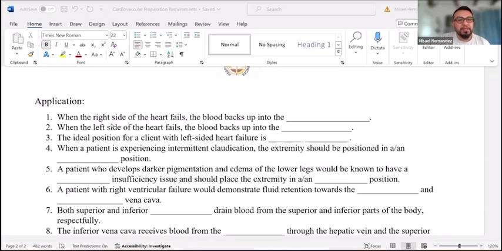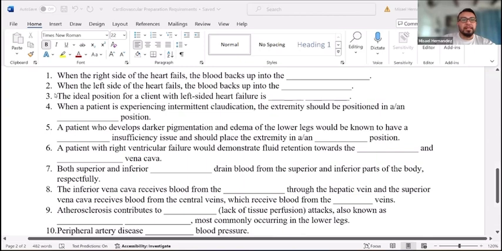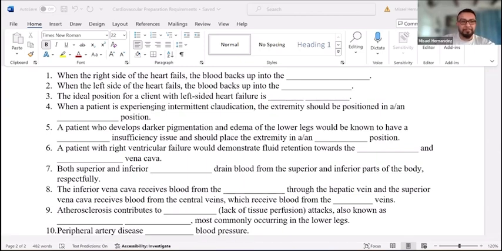So number one, when the right side of the heart fails, the blood backs up into the blank. When the left side of the heart fails, the blood backs up into the blank. Number three, the ideal position for a client with left-sided heart failure is blank, blank.